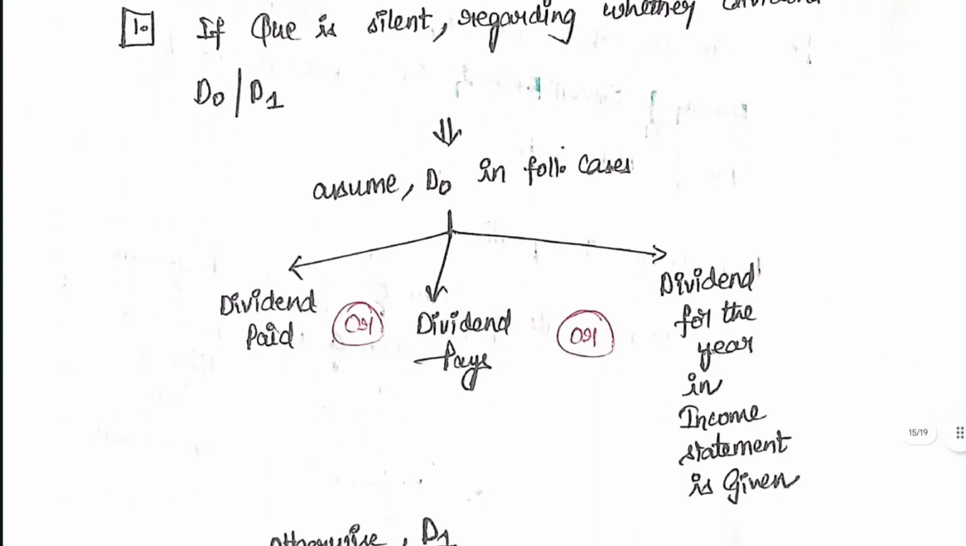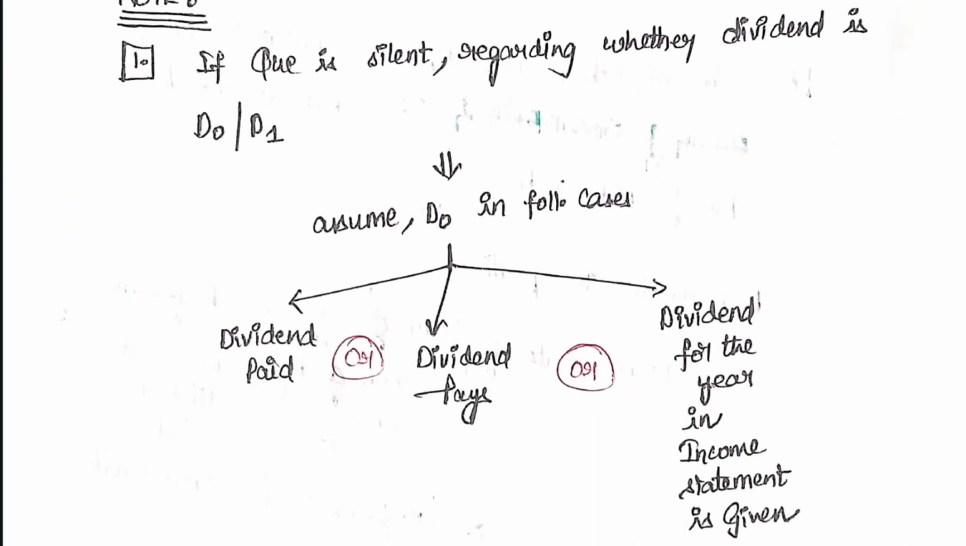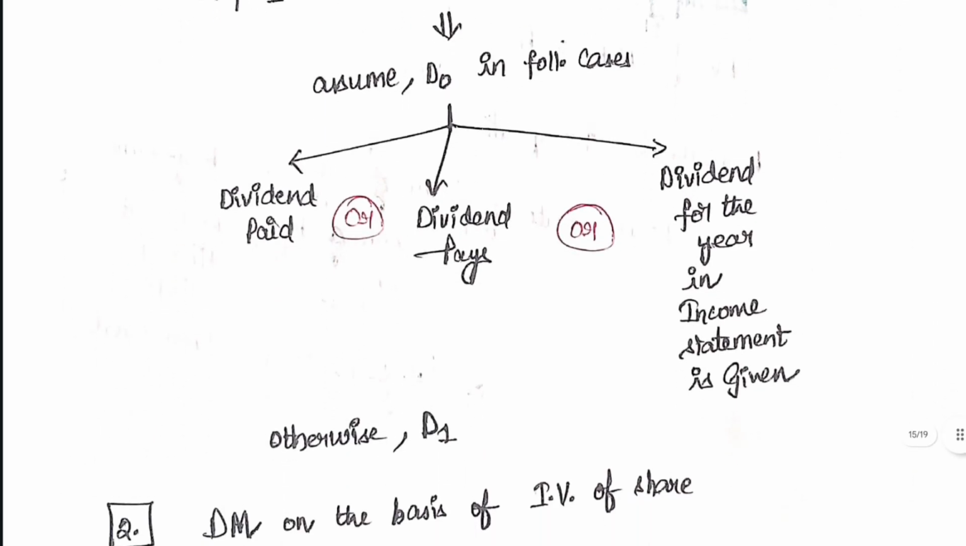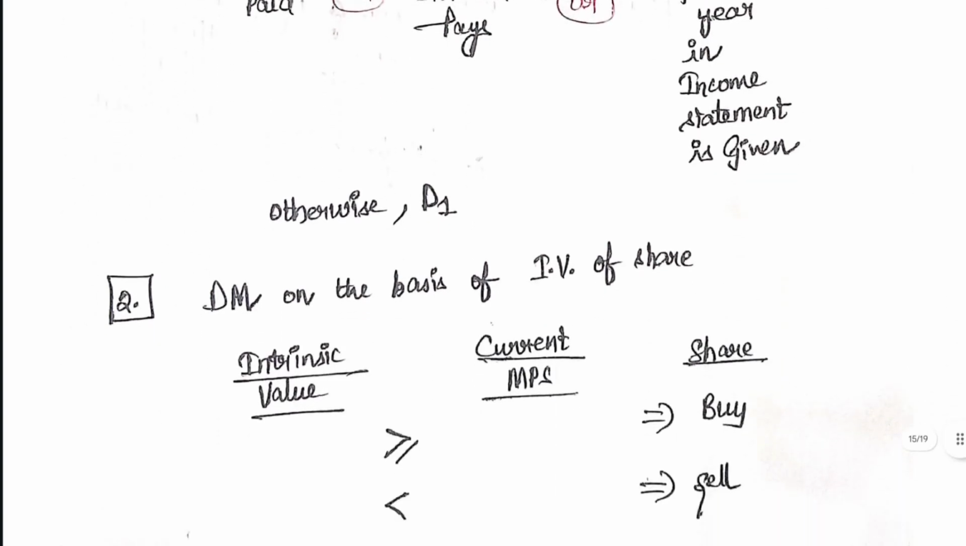If the question is silent regarding whether dividend is D1 or D0, assume D0 in the following cases. If in the question it is given that dividend is paid, or dividend pays, or dividend for the year in the income statement is given, it is considered as D0, otherwise D1.